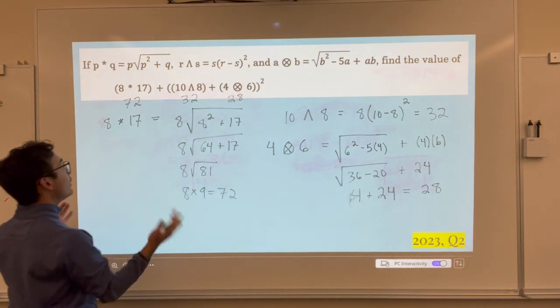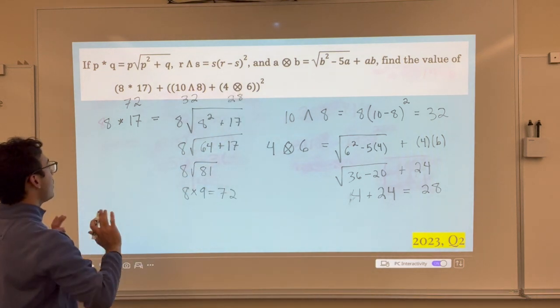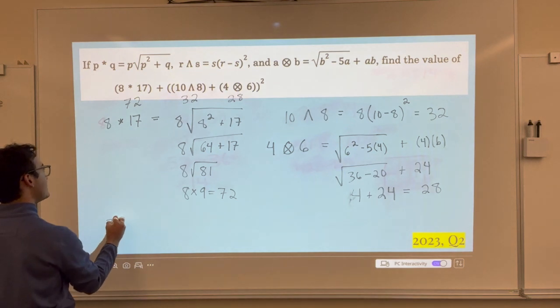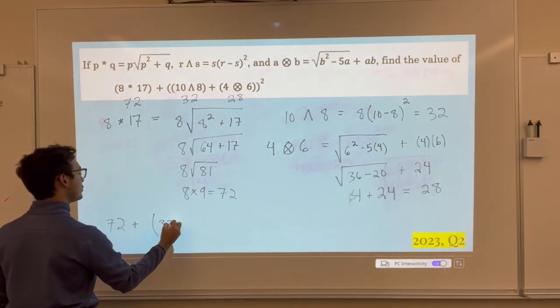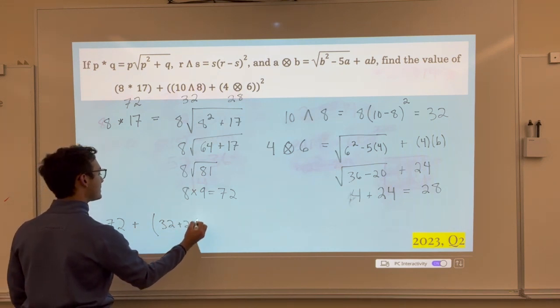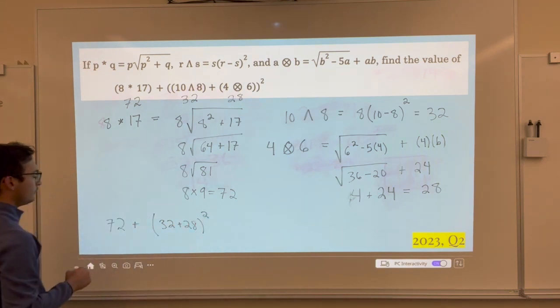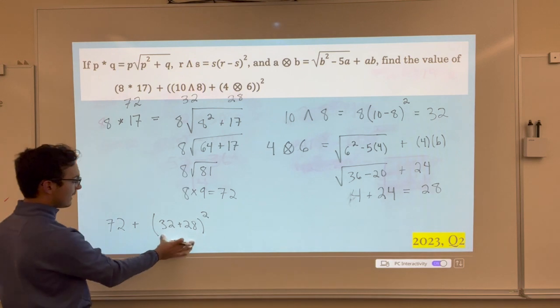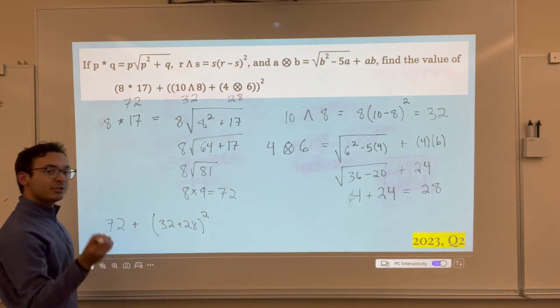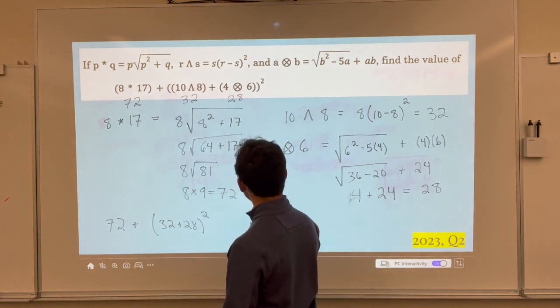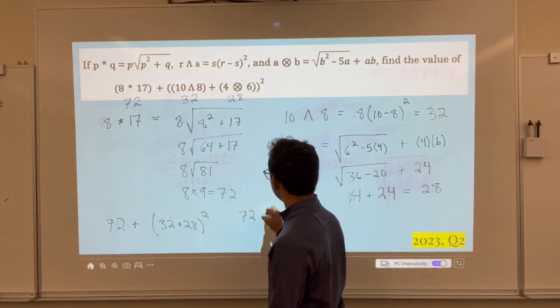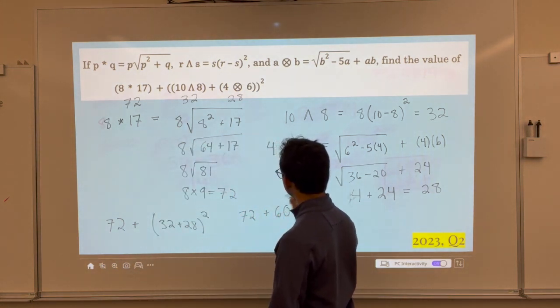So now it's just a simplification game. So our expression goes 72 plus parentheses 32 plus 28 squared. Okay, so we're going to have to simplify this over here. 32 plus 28 will get us 60. So we're left with 72 plus 60 squared.